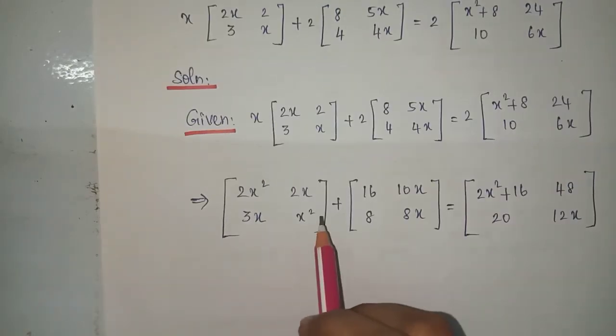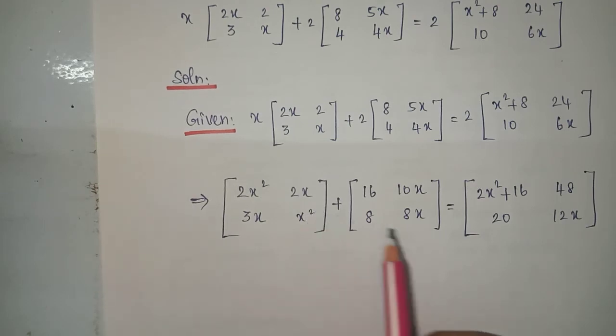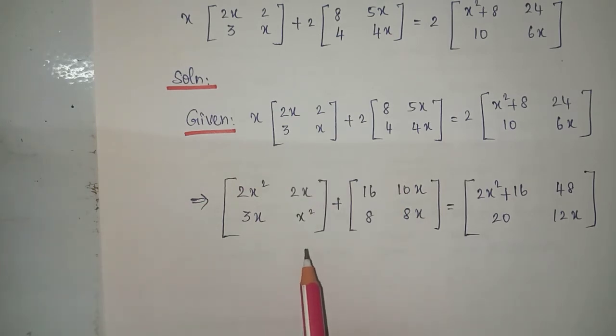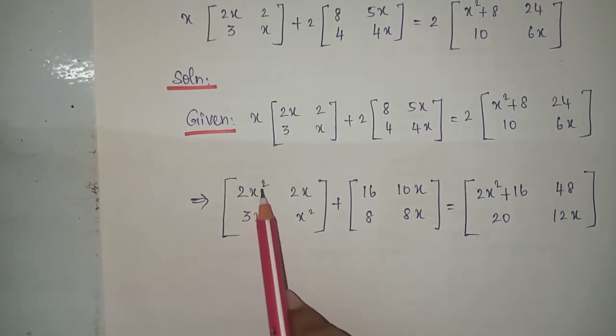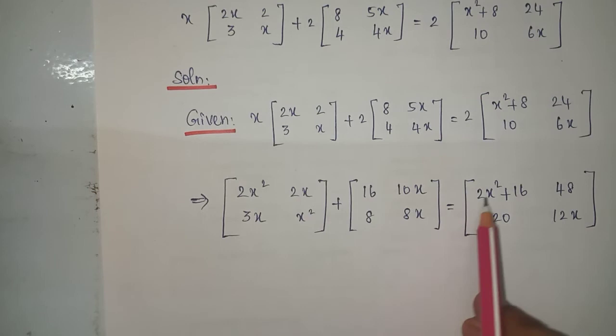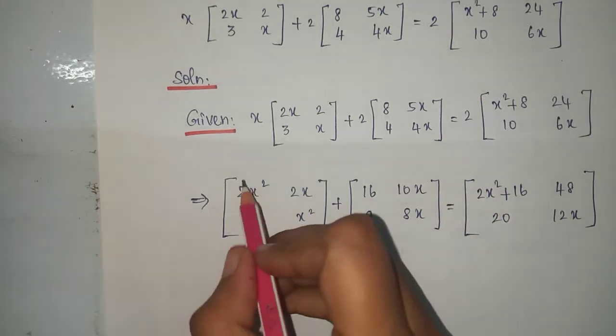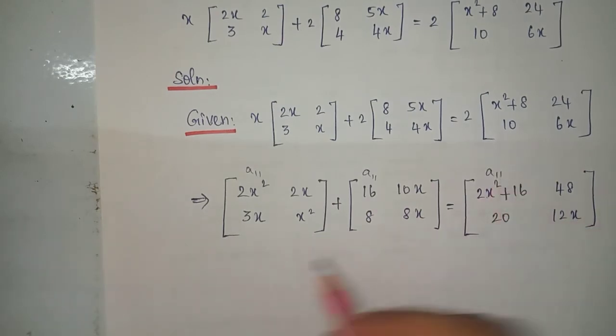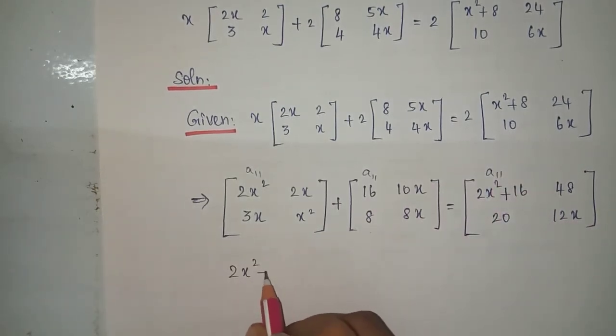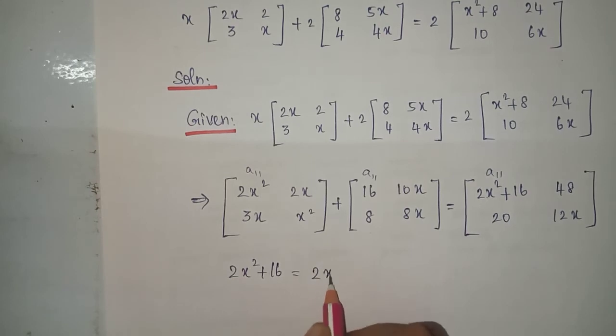The next step is you have to equate the given matrices and find the value of x. You can see which one is easier to find the value of x. So first we are taking 2x square plus 16 is equal to 2x square plus 16. If you compare the position of A11 in the matrix, you get 2x square plus 16 is equal to 2x square plus 16. So if both the matrices are same, it is obviously true.